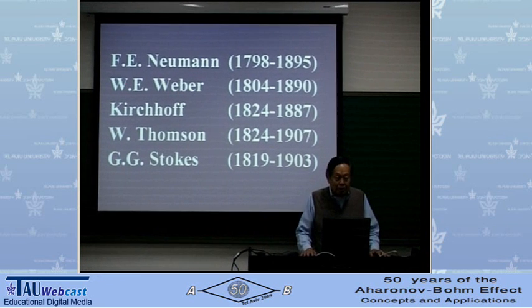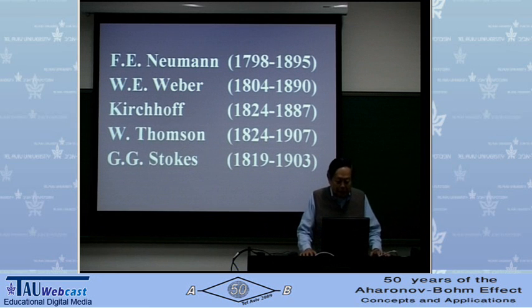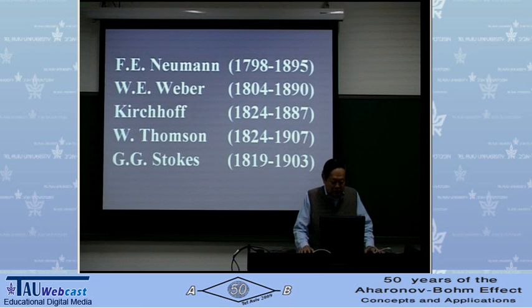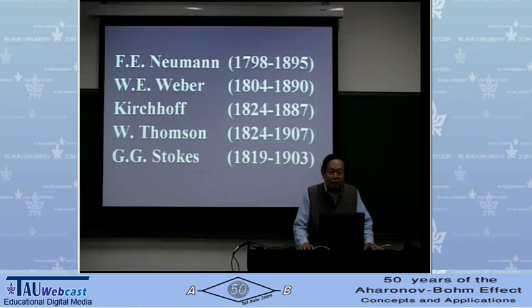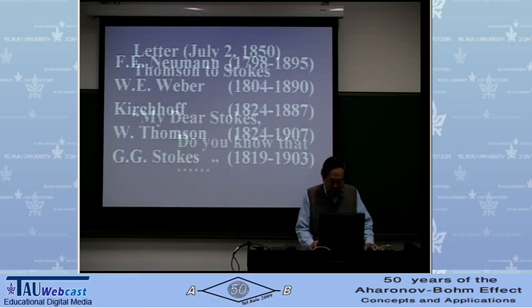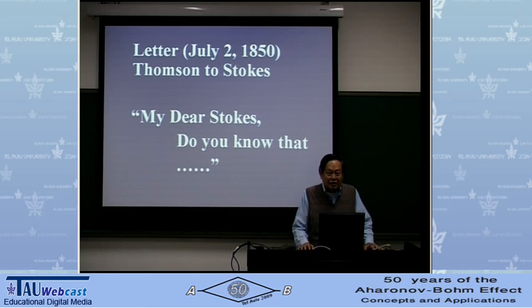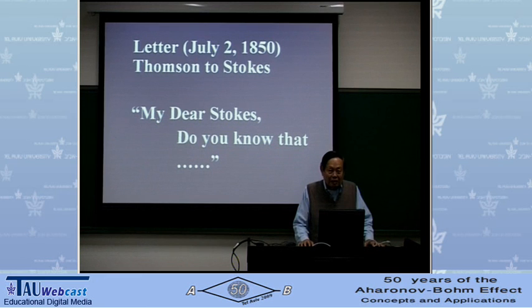The vector potential was introduced by many people in various contexts. Of these, Thomson and Stokes were perhaps the most important. In a letter dated 1850, Thomson wrote to Stokes, "My dear Stokes, do you know that, etc., etc., that, etc., etc., is what is now called the Stokes law or Stokes theorem. We all know that that is the foundation of differential geometry."